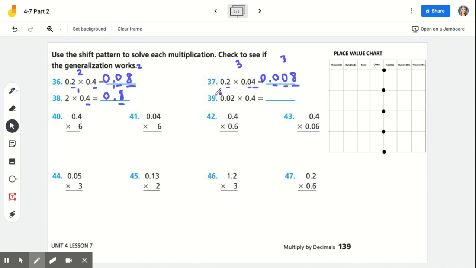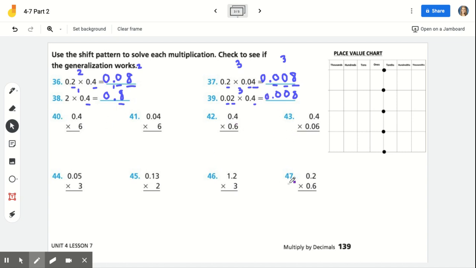Okay, and then 39, 2/100 times 4/10. Go ahead and try it. Underline the place values, count them, and then solve. Well, there's 3 total decimal places in our factors. There needs to be 3 decimal places in our answer, and we get 8 thousandths as our answer.